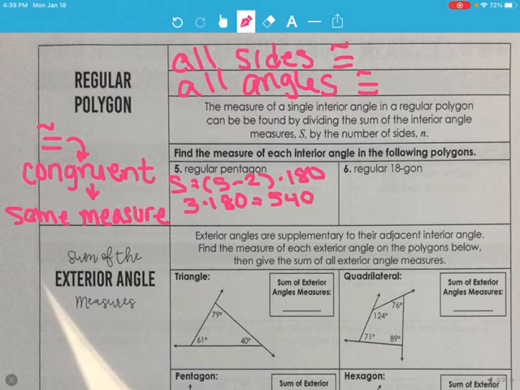Then they want to know how many each individual angle would be. So if it's a pentagon, it would have 5 angles. So I would just divide my answer by 5, and I would get 108 degrees per angle.